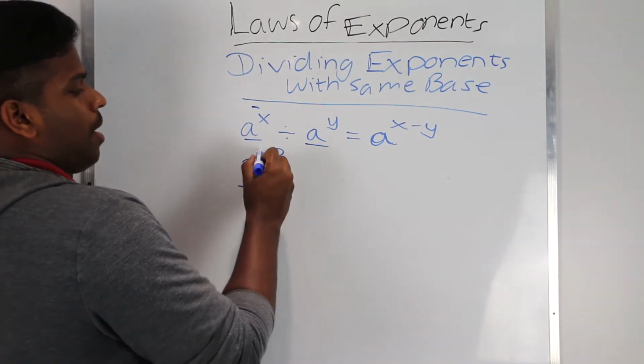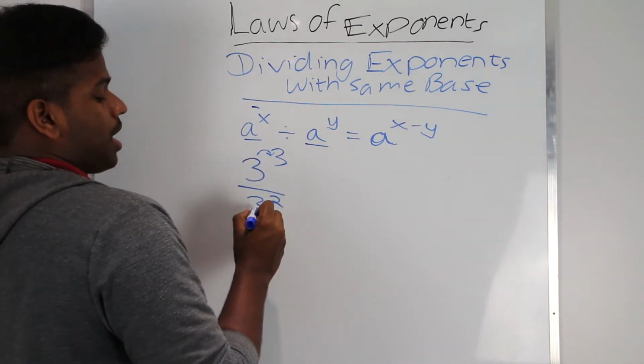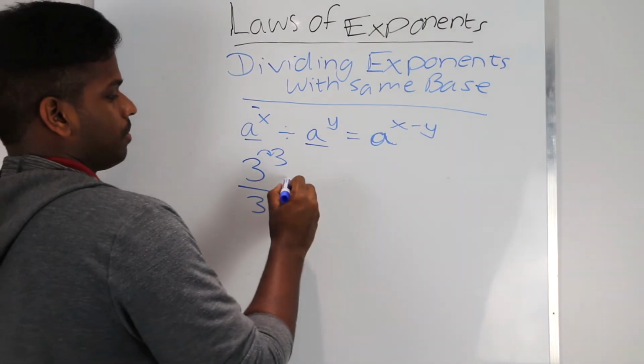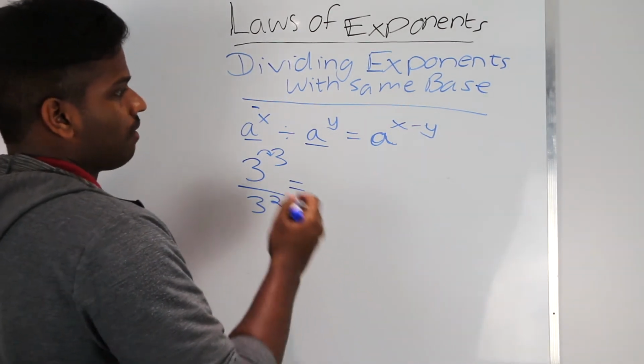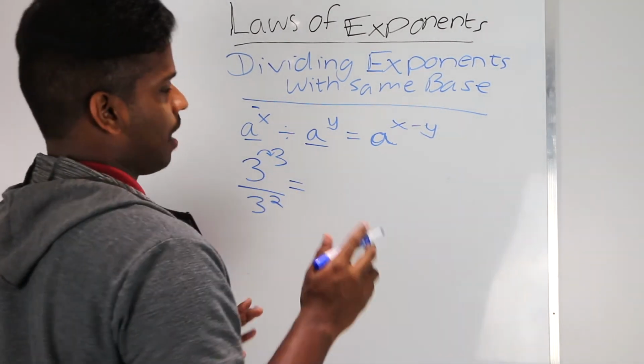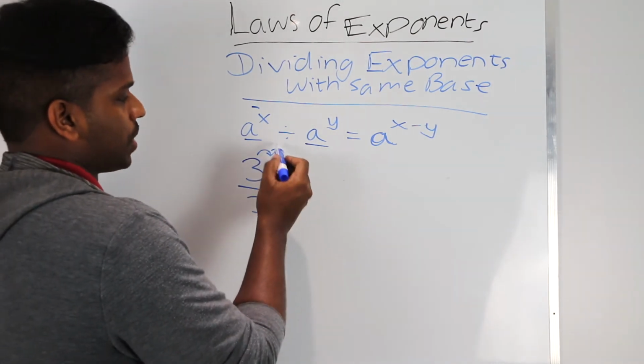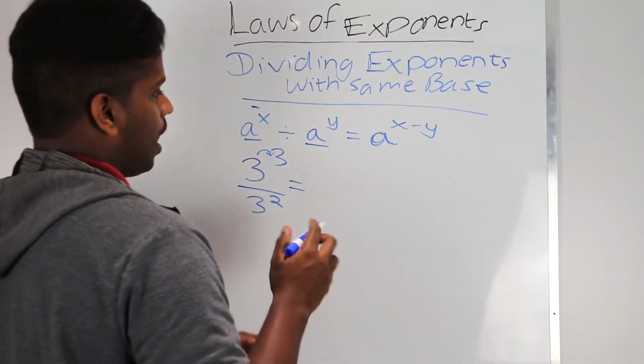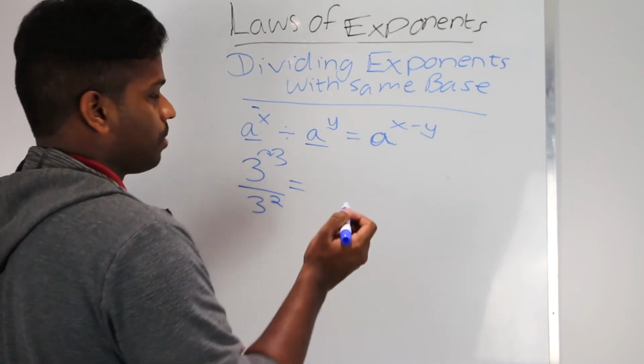So 3 to the power of 3 divided by 3 to the power of 2. We could solve this without using the law of exponents for now, because this is an easy example, because we're using pretty small numbers. But I'll show you how we do this exact same question with the law of exponents soon.